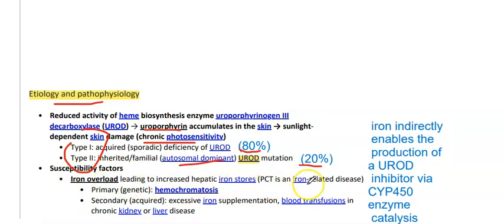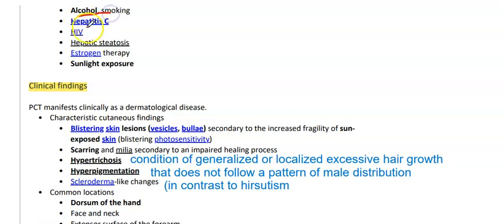PCT is an iron-related disease. The primary cause, which is genetic, is hemochromatosis, while secondary causes are acquired: excessive iron supplementation, blood transfusion, and chronic kidney or liver disease. Iron indirectly enables the production of UROD inhibitors, so they increase the chances of developing the porphyrias. Other factors are alcohol, smoking, hepatitis C, HIV, hepatic steatosis, estrogen therapy, and sunlight exposure.